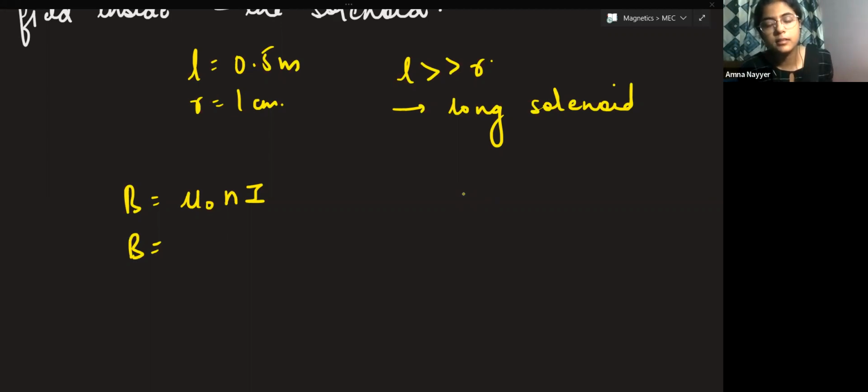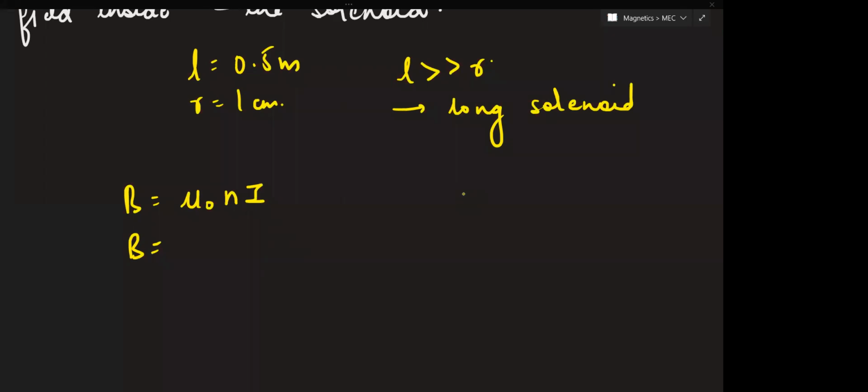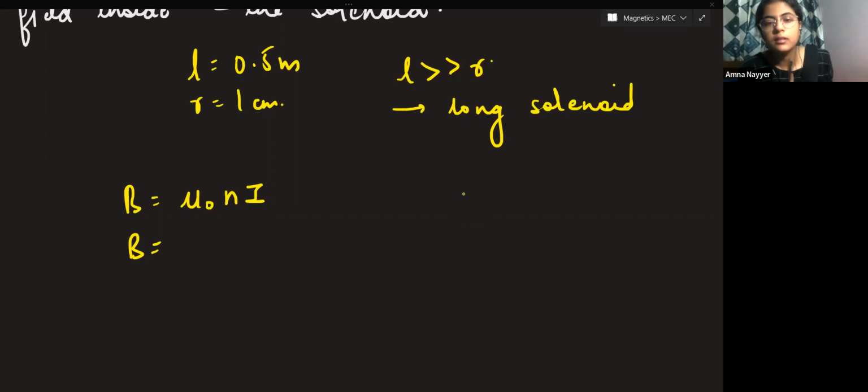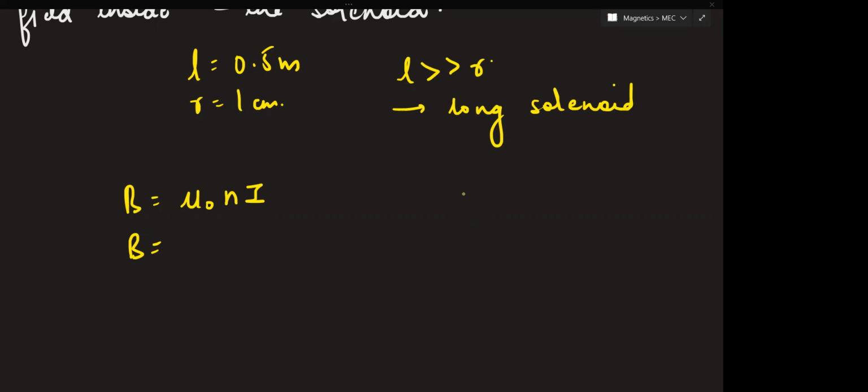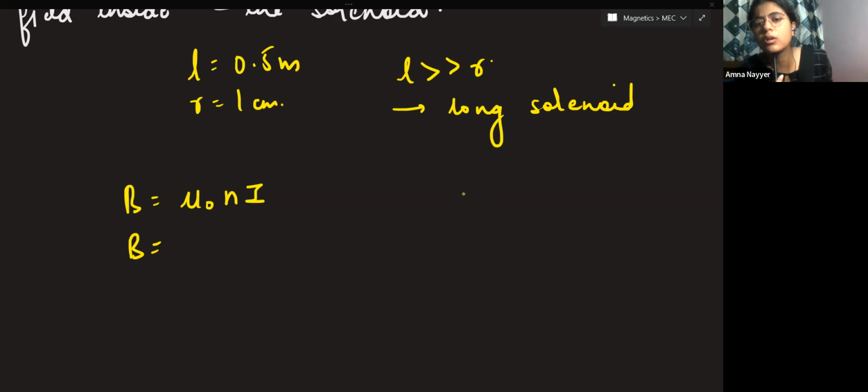Khalid, yes, teacher, how to write mu naught? B by I. The value of this constant for the solving of numericals. Salman, is he back? Salman, are you there in the class?